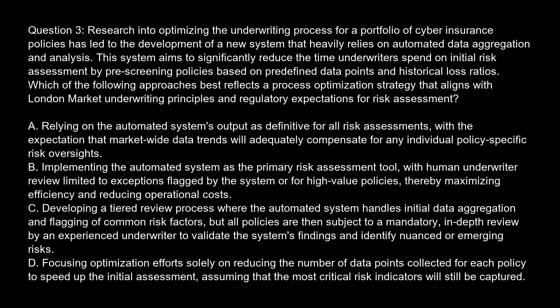Option C. Developing a tiered review process where the automated system handles initial data aggregation and flagging of common risk factors, but all policies are then subject to a mandatory, in-depth review by an experienced underwriter to validate the system's findings and identify nuanced or emerging risks. Option D. Focusing optimization efforts solely on reducing the number of data points collected for each policy to speed up the initial assessment, assuming that the most critical risk indicators will still be captured.